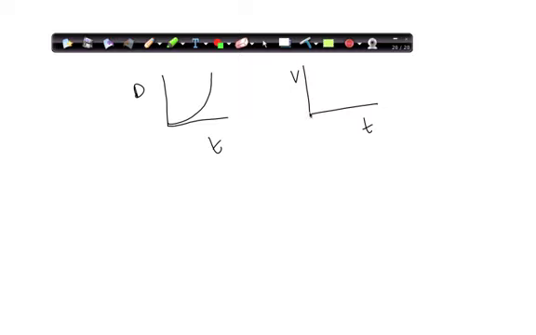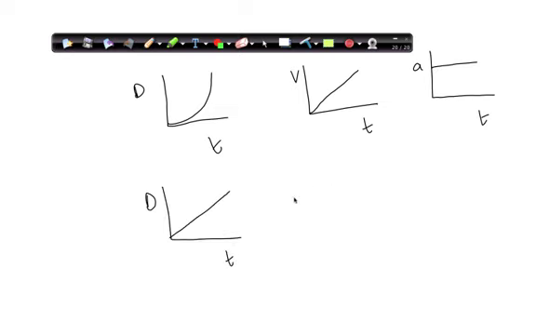So it should look something like this on my VT graph. And then when I look at this, I can kind of guess what my AT graph should look like. Well, I have a constant slope here, and my slope here is equal to my acceleration, so my acceleration is constant. So it should look like this. It's constantly going at a certain rate. It's not changing.